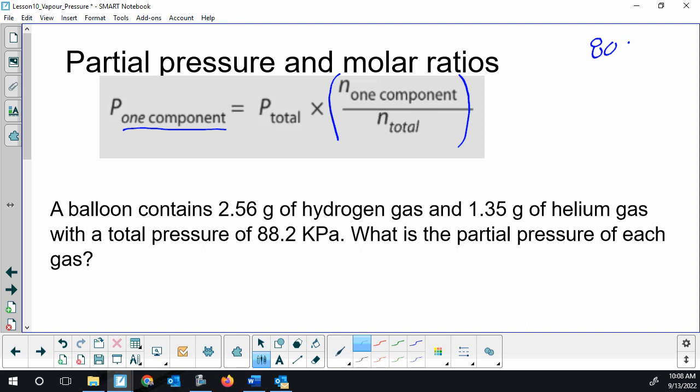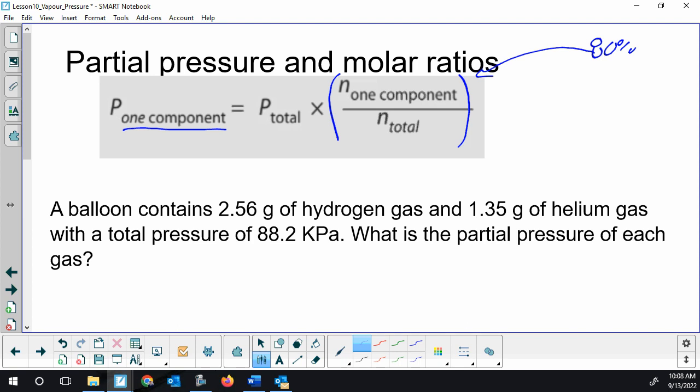The percent is turned into a decimal, and then the total pressure times the percent as a decimal is the pressure of that piece. Okay. Now the percents can't be done by mass. They have to be done by moles. That's kind of coming from Avogadro's law.